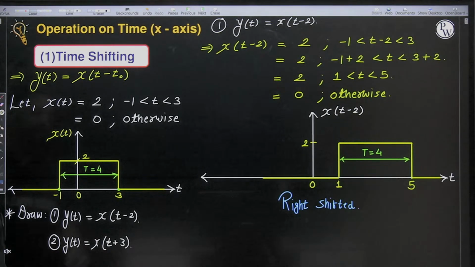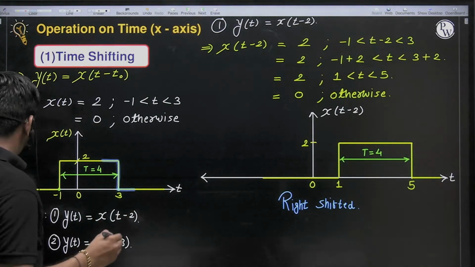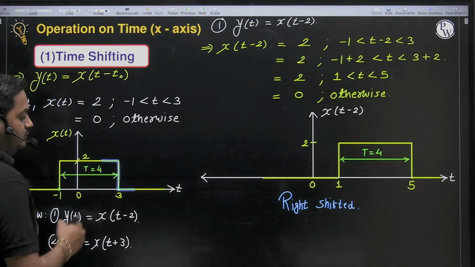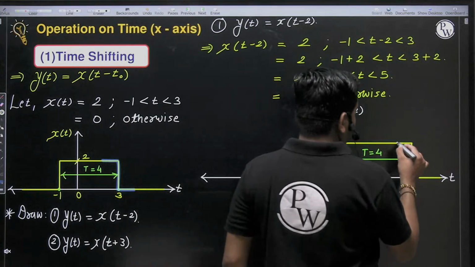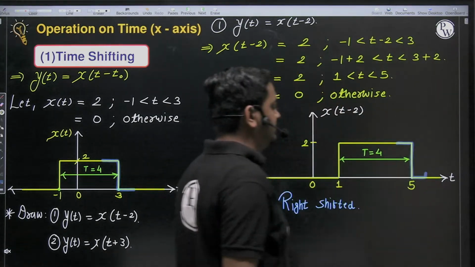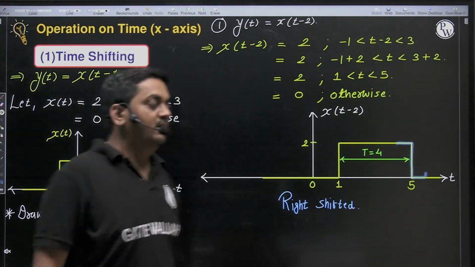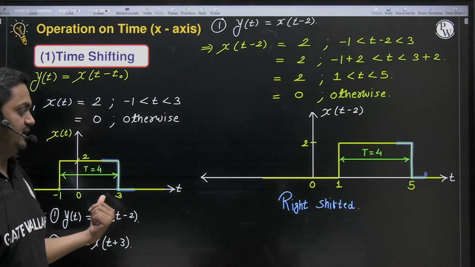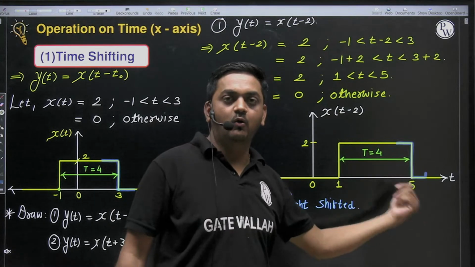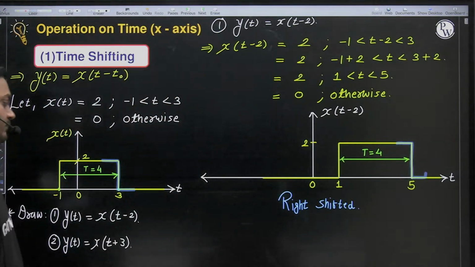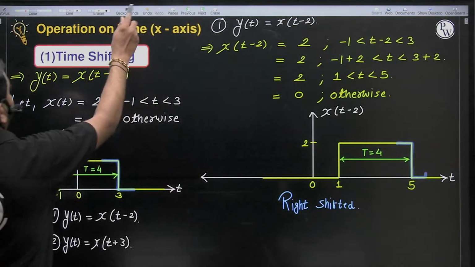Yes guys, very good. It is the delayed version. Because you can see, before shifting, this sudden change occurs at t equal to 3, and after shifting, the same sudden change occurs at t equal to 5. Previously it was 3, now it is 5. So of course it is the delayed version.